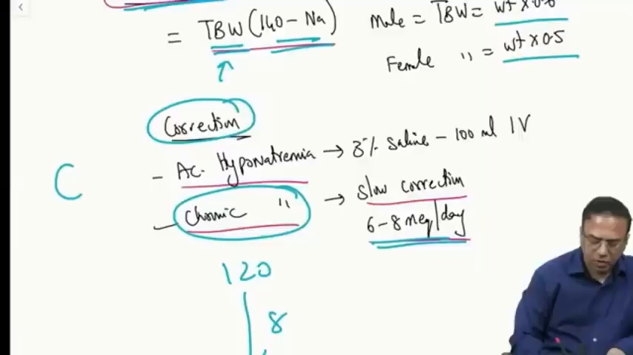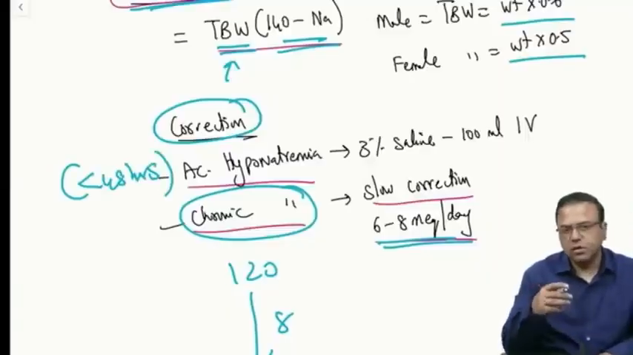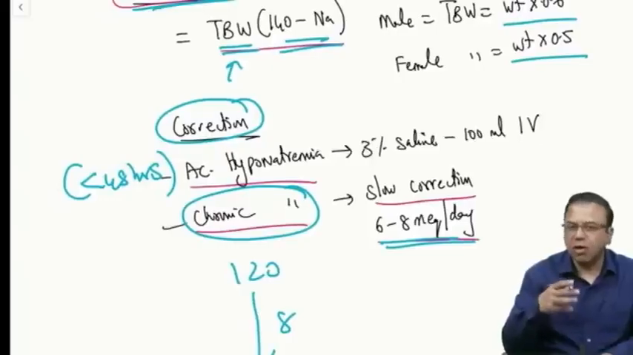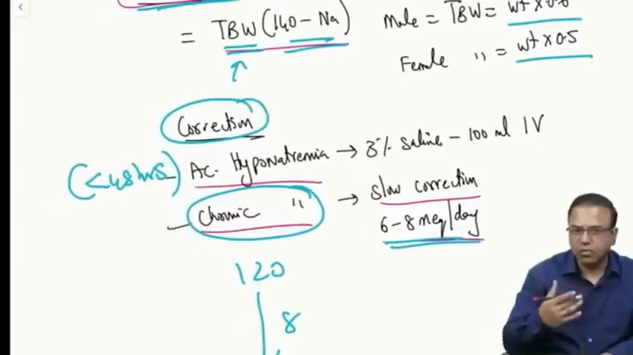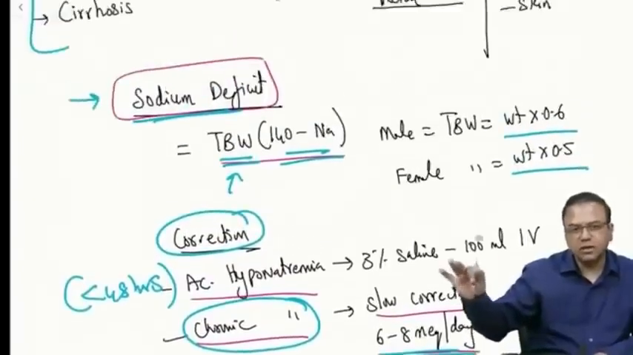If a patient developed acute hyponatremia within 48 hours, like a marathon runner or a patient who is taking some drink, they are all acute hyponatremia, and you can treat acutely. For chronic, slow correction is the rule. So these are what they ask in the exam for sodium.